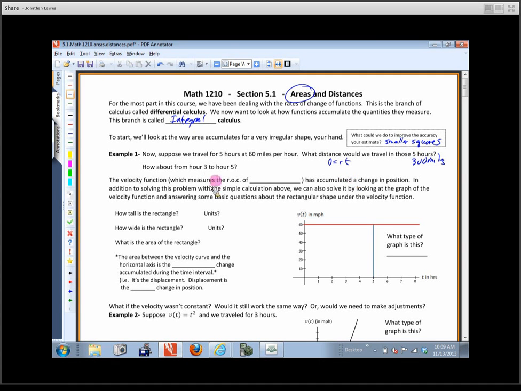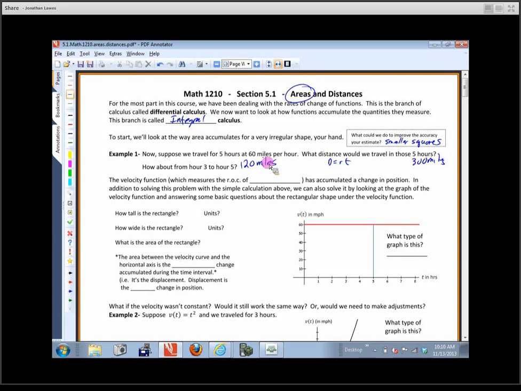What about between hours 3 and hour 5? How much distance would I have covered? 120. How do we do that? 2 hours. Same thing, okay? We're just using a smaller length of time, but we were still going 60 miles per hour. So it's just the 2 times 60. We end up with 120, okay?